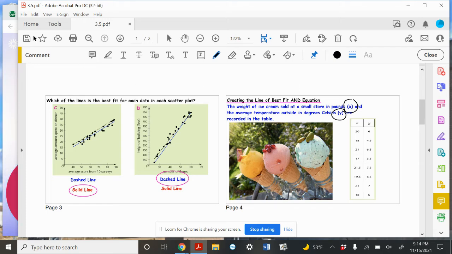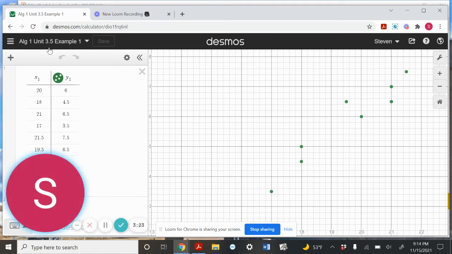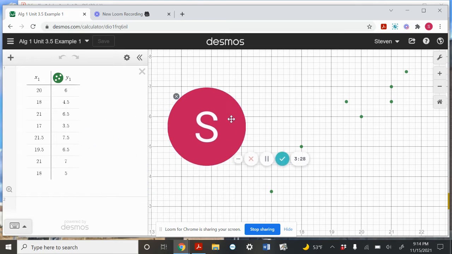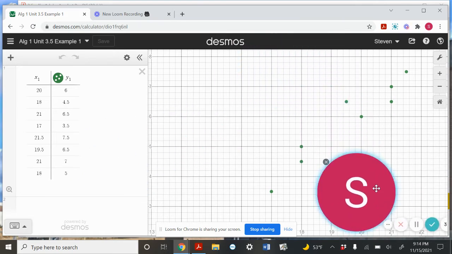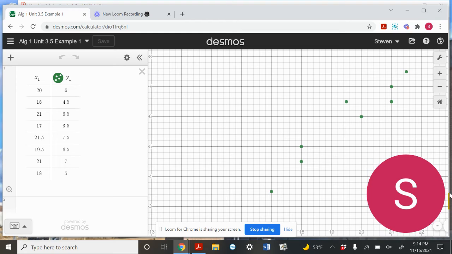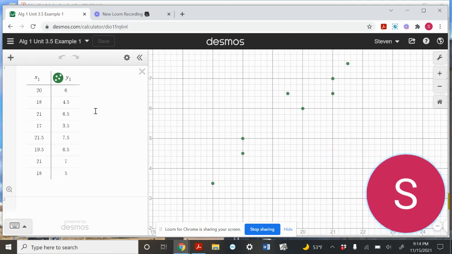So let's go over to Desmos and take a look at how to do this. This is our example, and I'm going to move this out of the way. We can see that we have our X values. Remember that X represents the weight of ice cream, and our Y values are the temperature. So what we do is first click on this plus sign. You'll notice that you have this thing called a table.